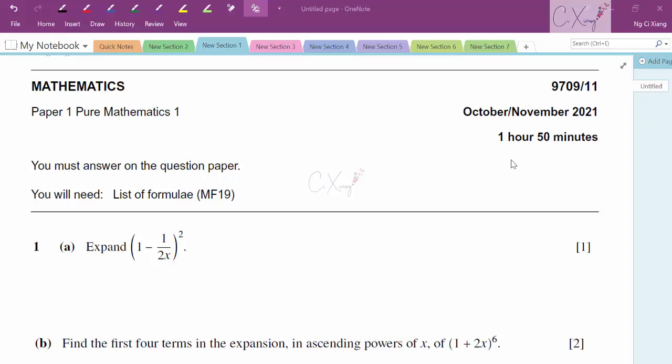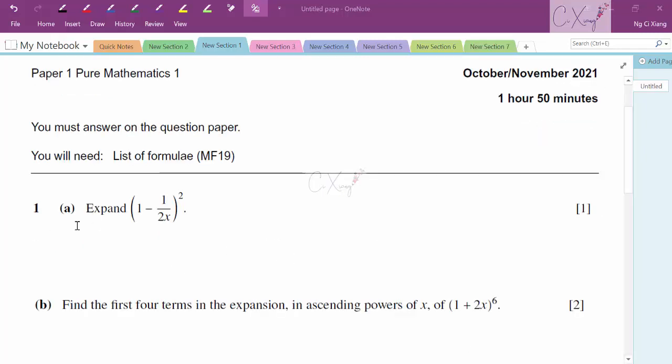Okay, so in this video we are going to discuss the October-November 2021 Paper 1-1. Question number 1 asks us to expand this bracket. To expand it, it is just a normal type of expansion where you have the bracket (1 minus 1 over 2x) to the power 2.